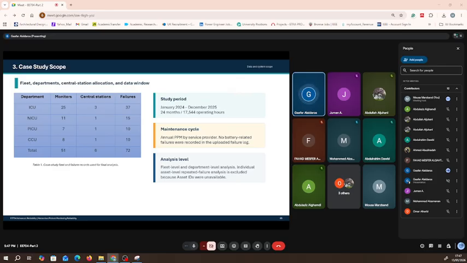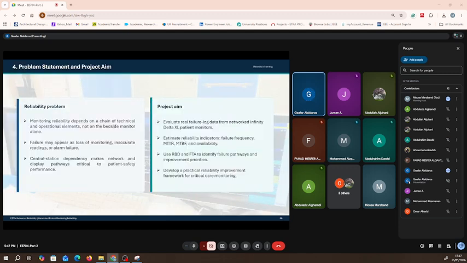It's also important to note no battery-related failures were recorded in the uploaded failure log. Okay. What about the problem statement and project aim?